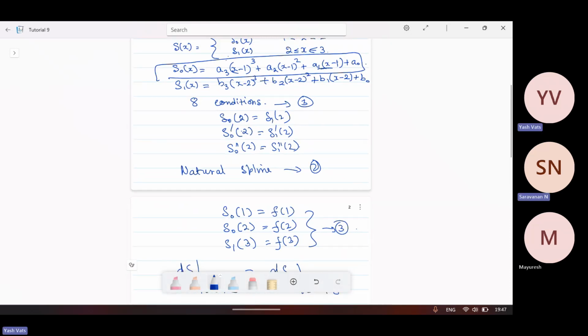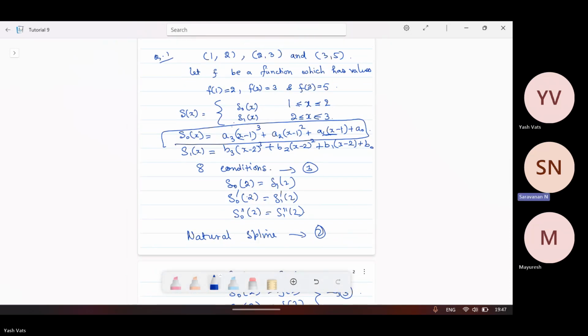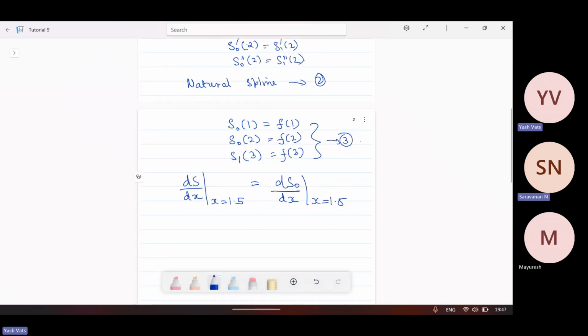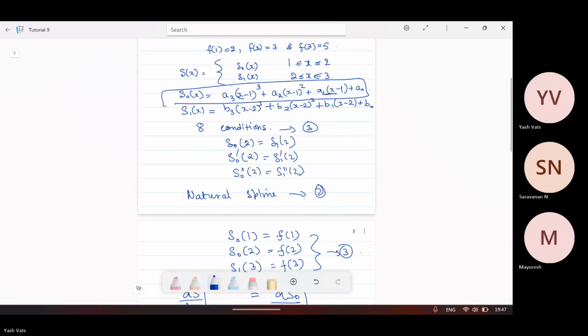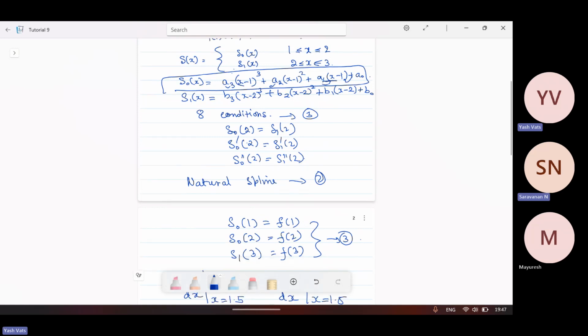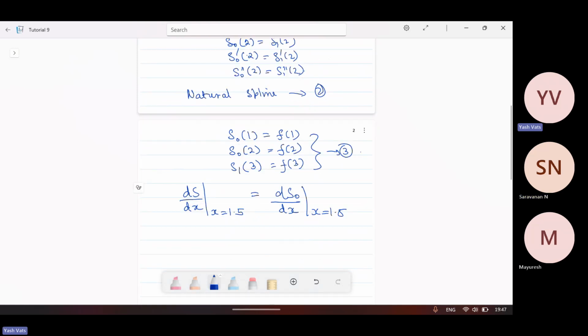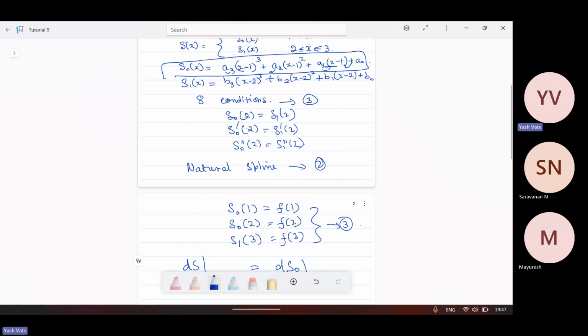Any questions? Can we do that quickly? The derivative at x equal to 1.5 will give the result in terms of A3, A2, A1, and A0, right? Correct, as you have already found these things from the equations. Okay, you can do this.